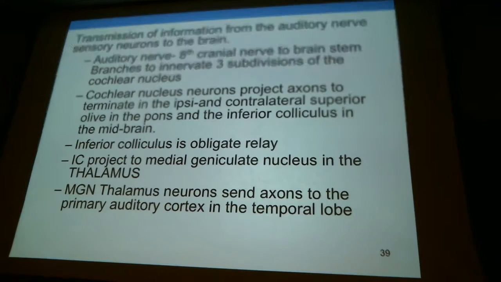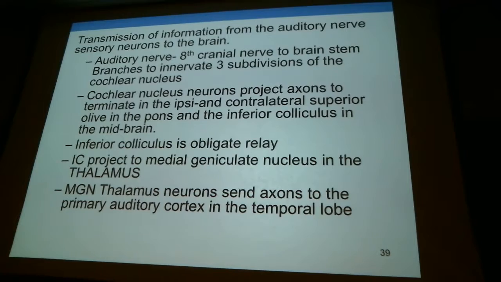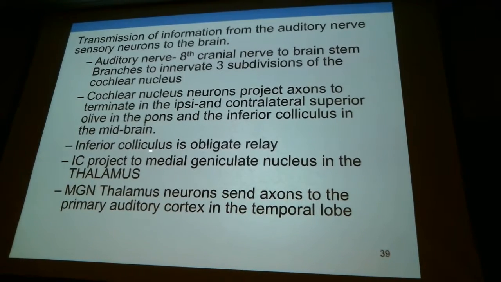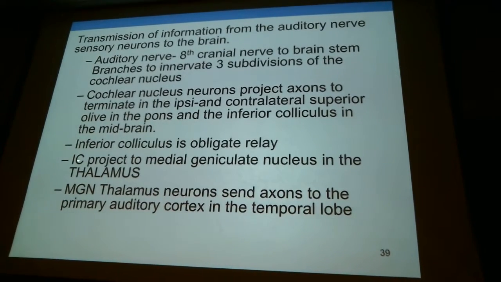Okay, and here's basically the same thing again in words. Auditory nerve to cochlear nucleus to superior olive. Inferior colliculus projects to the thalamus. The particular nucleus is the medial geniculate nucleus. Remember, vision is the lateral geniculate nucleus. So you have those 2 systems in the thalamus. Okay, and then they send to the auditory cortex.